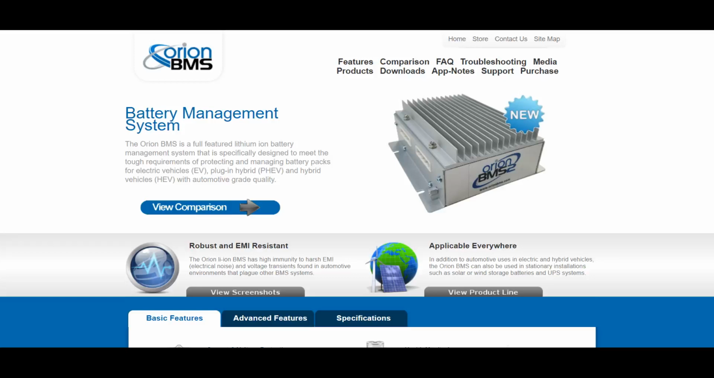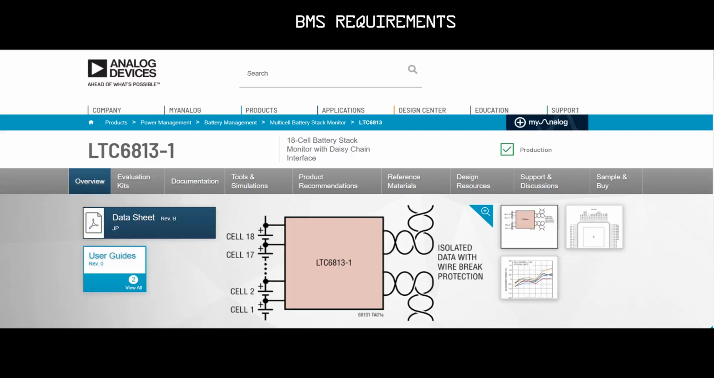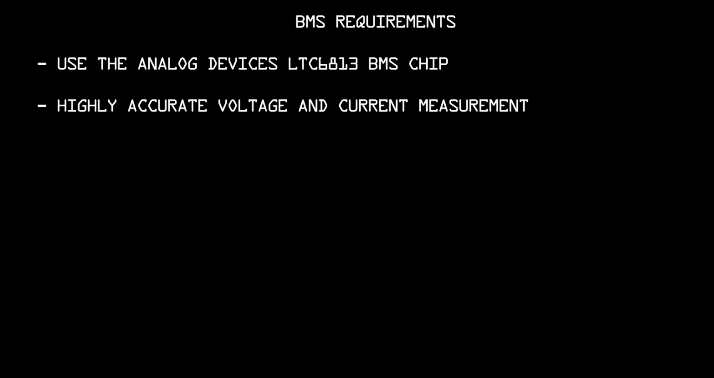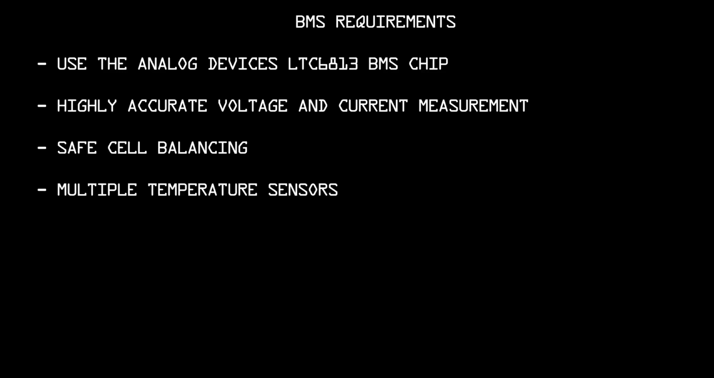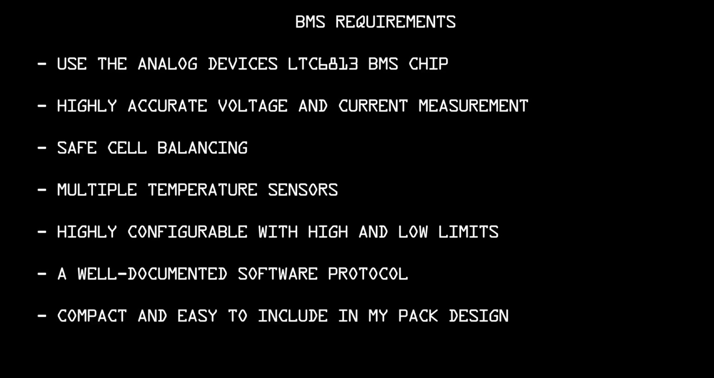Here's my list of requirements. Use the Analog Devices LTC6813 BMS chip, which are currently impossible to find in stock due to the global chip shortage. Highly accurate voltage and current measurement during riding and charging. Safe cell balancing, multiple temperature sensors, highly configurable with high and low limits to prevent damage to the pack, a well-documented software protocol to read out all of the relevant data, compact and easy to include in my pack design, and open source software is a big plus.